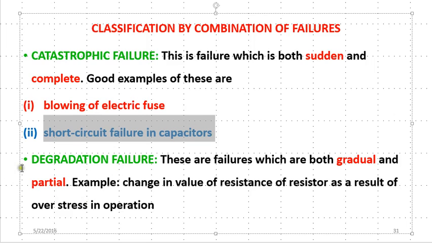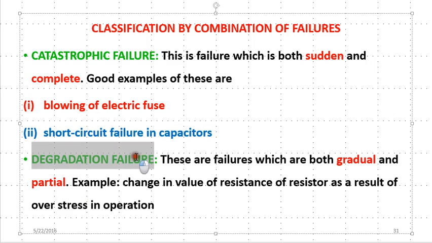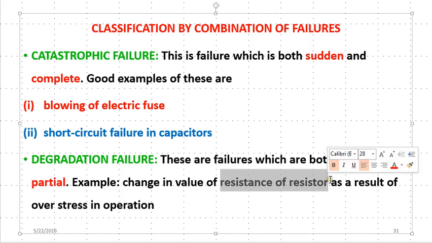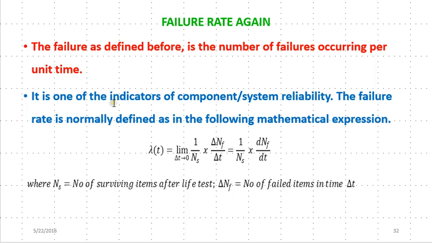It's complete failure. Then we have what we call the degradation failure, and these are the failures which are gradual, they give signs, and they are partial. They did not make the machine or item completely useless. An example is change in the value of resistance of a resistor. If you have a resistor that is 10 kilo ohm in value, as you continue to use it, it will be reducing, maybe to 7, 6 kilo ohm, like that. You can see it can still give some resistance, but not up to the required value. So we call this one degradation failure. It happens with time and it is partial, it's not complete.